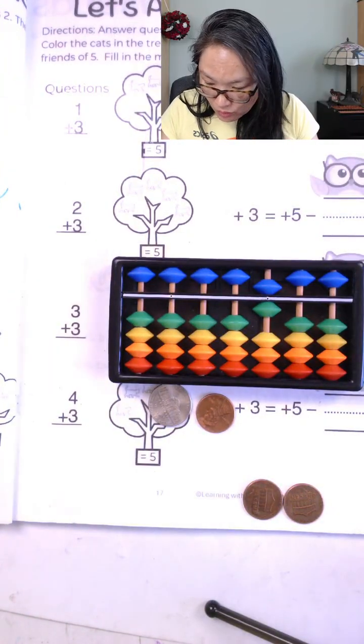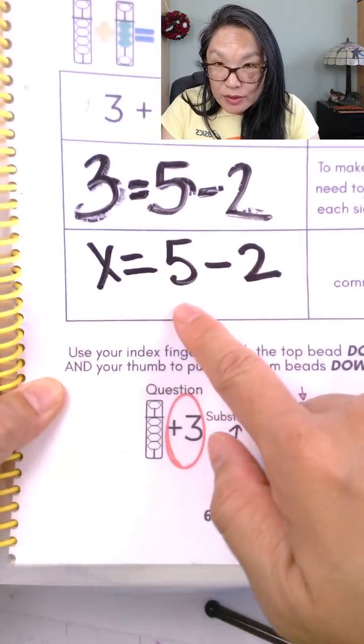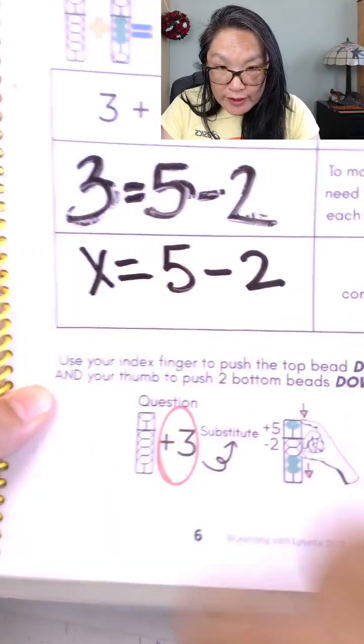And then we substitute this information for the 3.